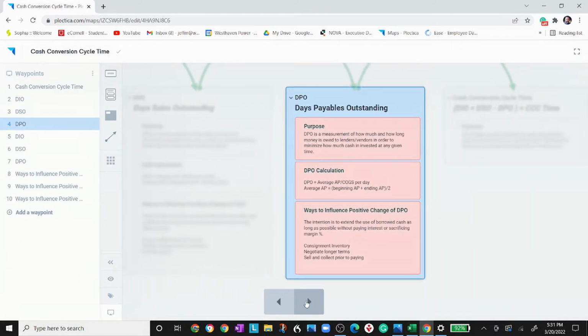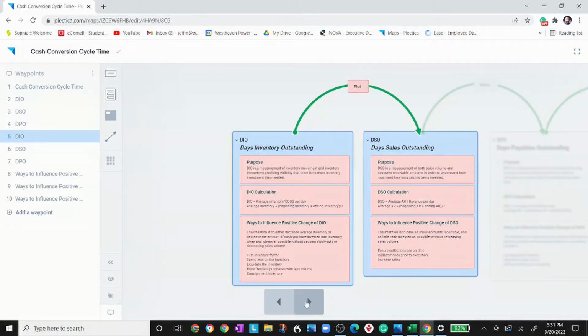Days payables outstanding is a measurement of how much and how long money is owed to lenders or vendors in order to minimize how much cash is invested at any given time. This calculation is average accounts payable divided by cost of goods sold per day.